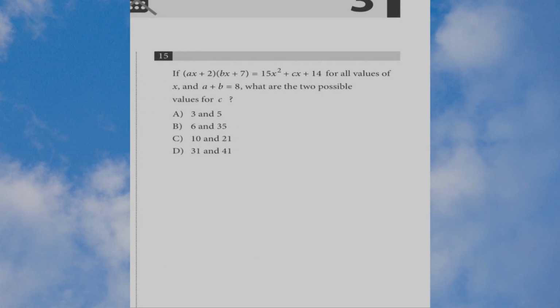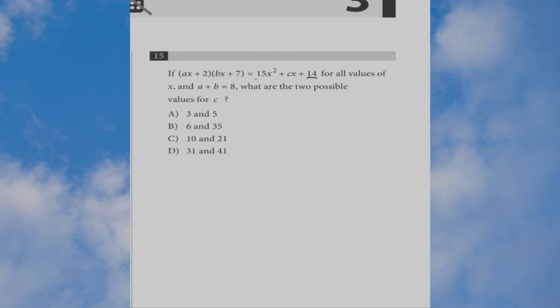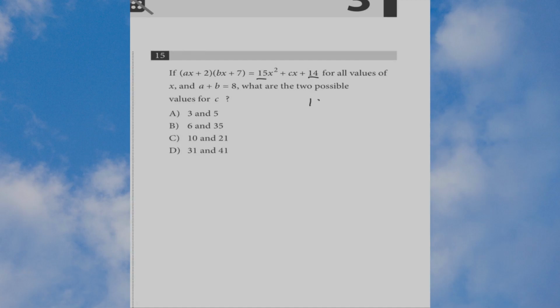Question 15. If ax plus 2 times bx plus 12 is equal to 15x squared plus cx plus 14 for all values of x, and a plus b is equal to 8, what are the two possible values for c? Okay. A plus b is equal to 8. We have a 14 and a 15. We know for sure because 15x squared only comes from the ax times the bx, that a times b must equal 15. We know a plus b is equal to 8.